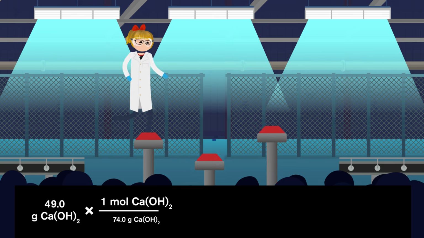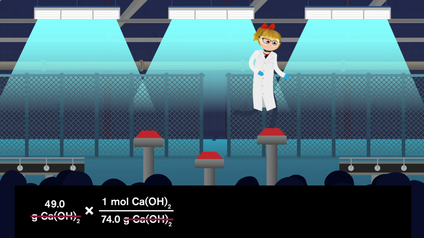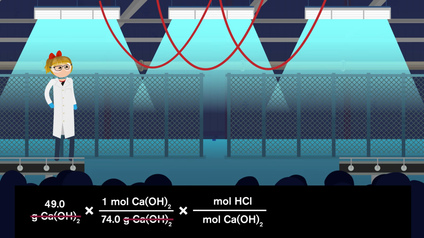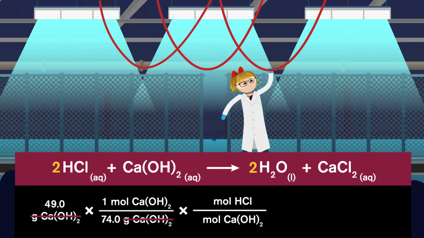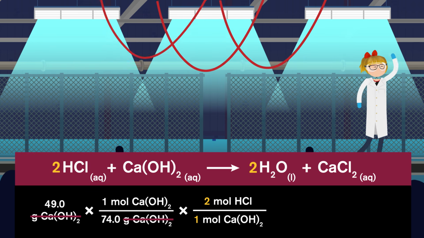Let's first use its molar mass to convert from grams to moles. Once we've divided that and canceled our grams, we can move on to our mole ratio. We need to convert from moles of our limiting reactant to moles of our excess reactant, hydrochloric acid. From our coefficients, we determine the ratio is 2 moles of hydrochloric acid per mole of calcium hydroxide.